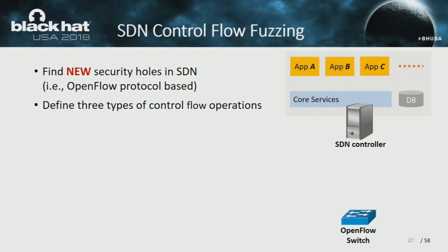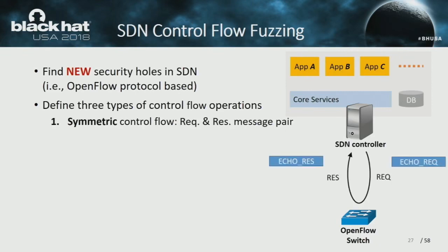And in order to find new security holes in SDN, Delta randomizes the SDN control flows by adopting the black box forging technique. And to more efficiently and systematically randomize it, we first classified the control flows into three different types based on each operation. The first one is the symmetric control flow, which is the request and response message pair. So if the controller or the switch sends a request message to the other one, the receiver has to send a response message. For instance, there are echo request and response message pair, which is to check if the controller or the switch is alive.